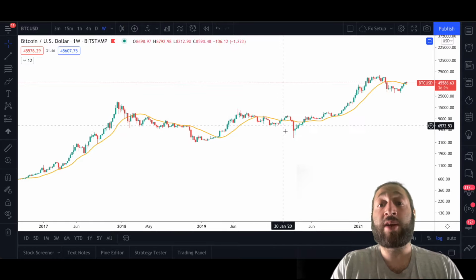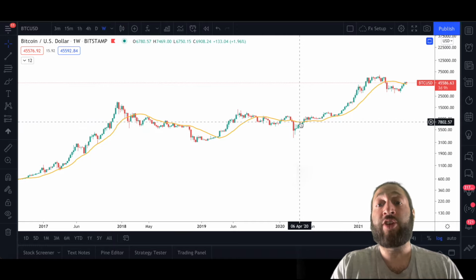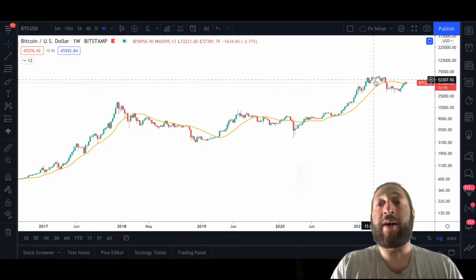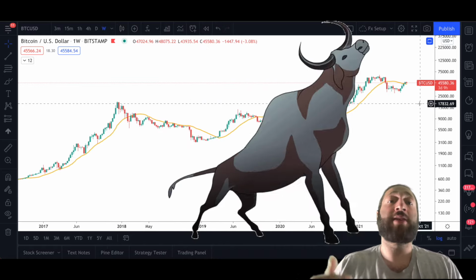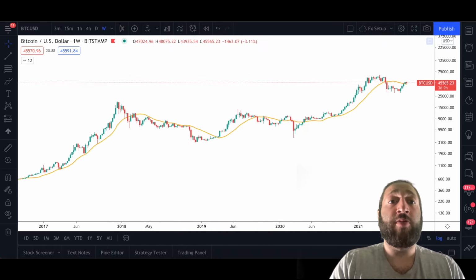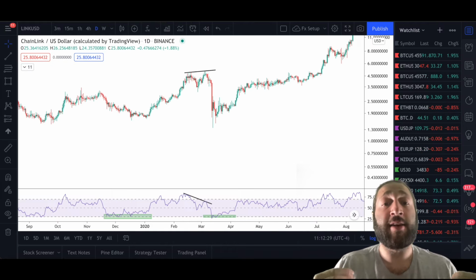And this was after the COVID March 2020 crash. We broke above the moving average and we've been just trending up above until the recent crash. And actually we're just above the moving average again here. So hopefully we can continue this bull run and Bitcoin can break all-time highs and start moving into price discovery mode. This is RSI. We're looking at Chainlink.